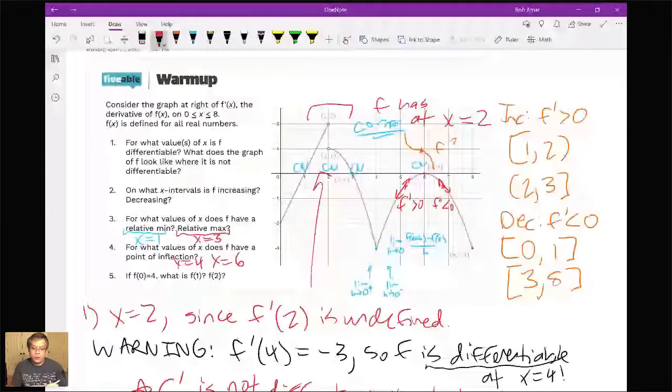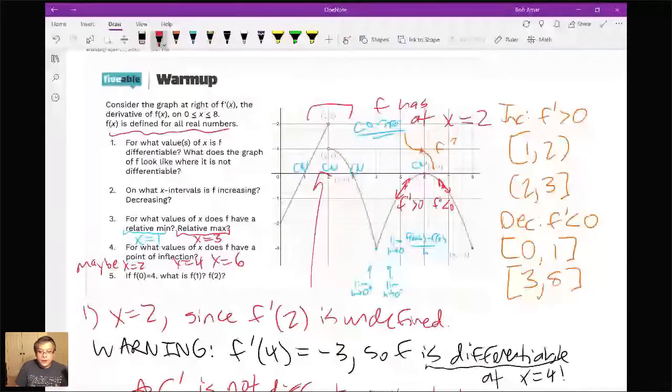Maybe 2. My guess is that it says f of x is defined for all real numbers. If you have a jump, it gets weird. So I'm not real comfortable with saying x equals 2. But if I said that f was continuous for all real numbers, then for sure it would have a point of inflection there.